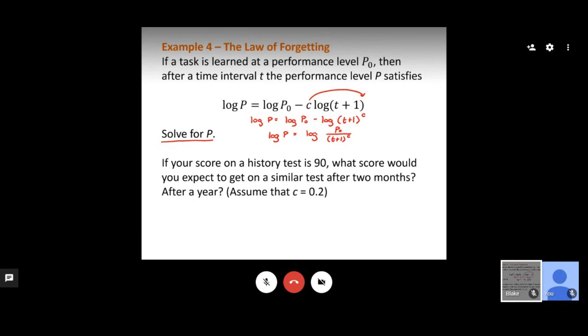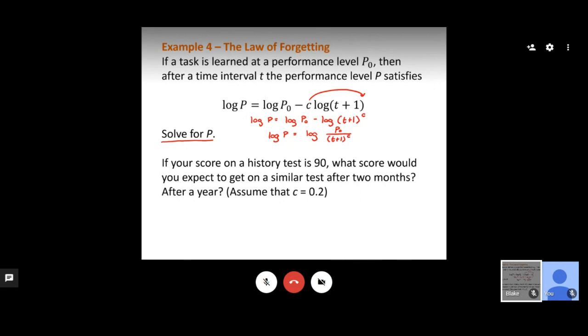Okay. So that's one option, right? We could try to rewrite this thing in exponential form. It's actually easier than that, though. If we think about this, we've got a base 10 log of p on the left. We've got a base 10 log of p sub 0 over t plus 1 to the c on the right. Well, if they're equal to each other, then the stuff inside the logs would have to be equal, right? So if I've got a base 10 log equal to a base 10 log, the stuff inside the one on the left has to be equal to the stuff inside on the right.